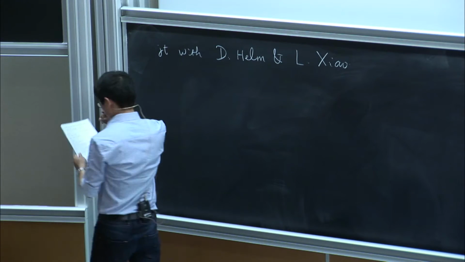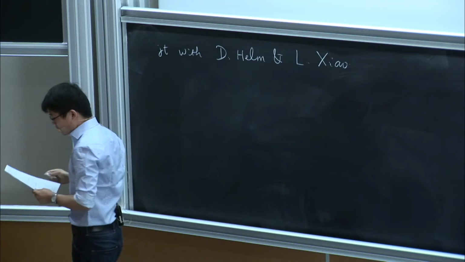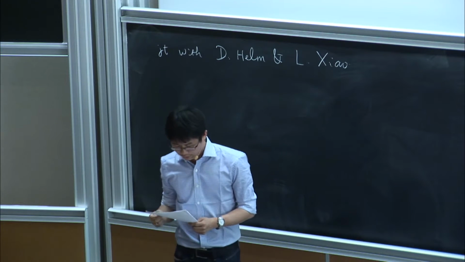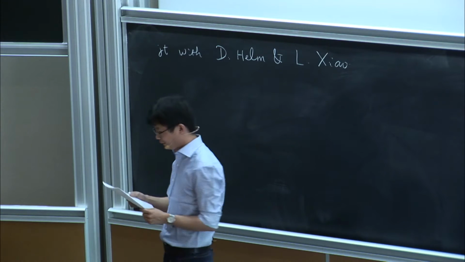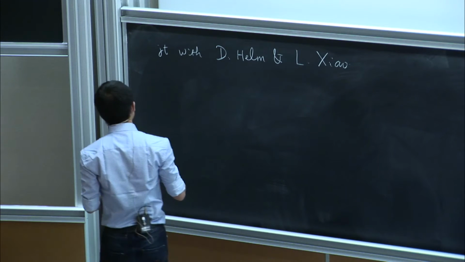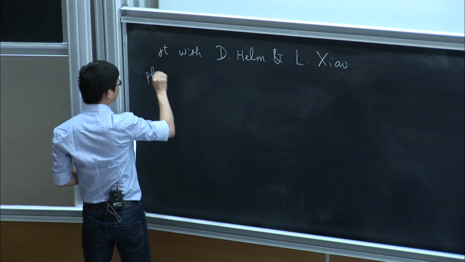Okay, so what I'm going to speak about is a result on the Tate cycles on certain unitary Shimura varieties. This is an explicit example of a general philosophy.